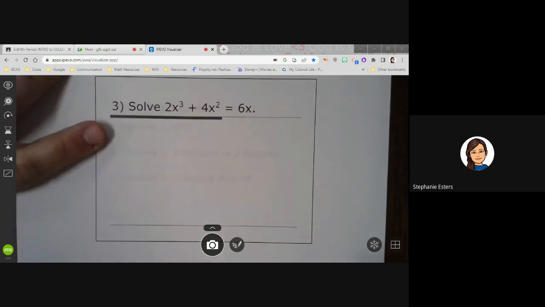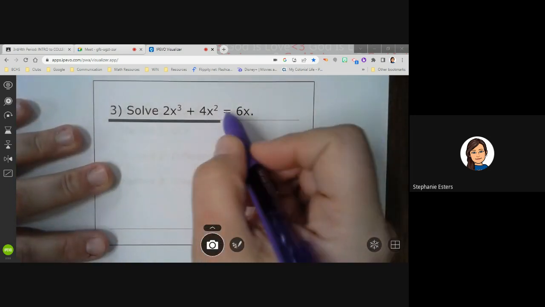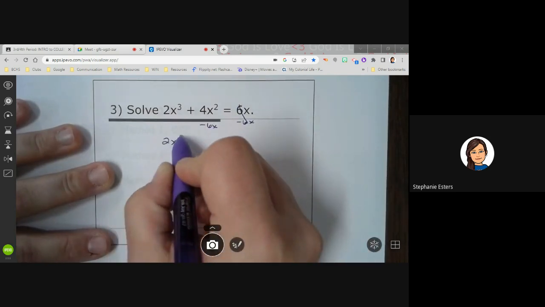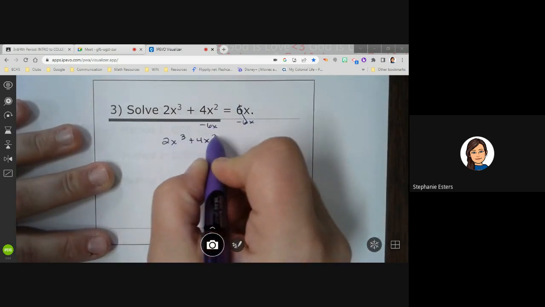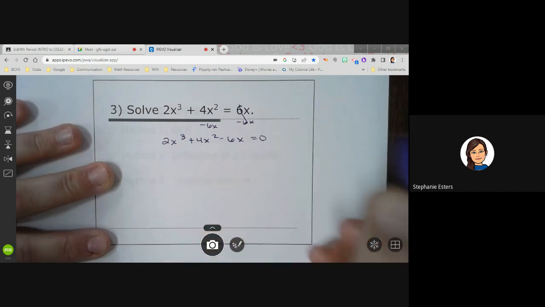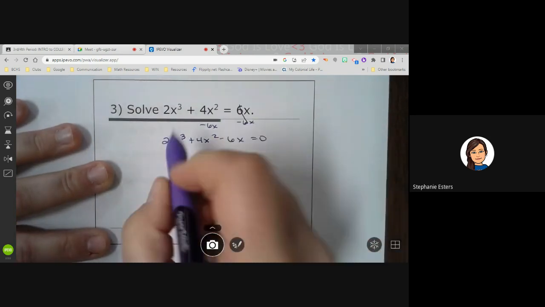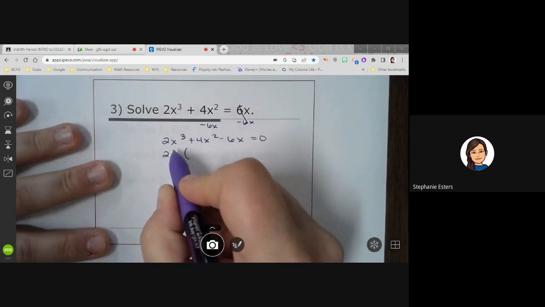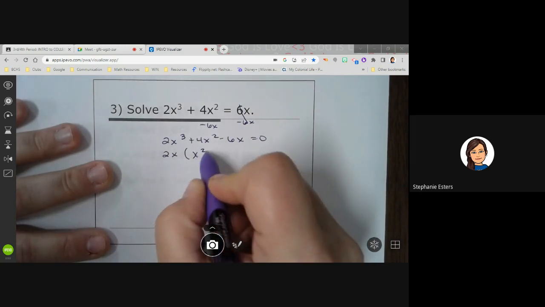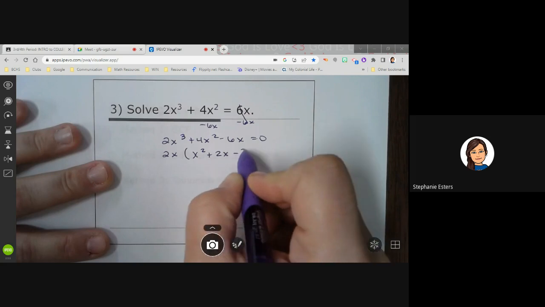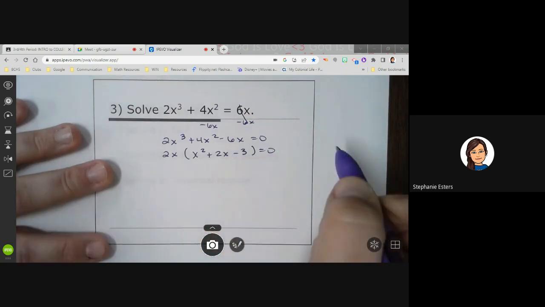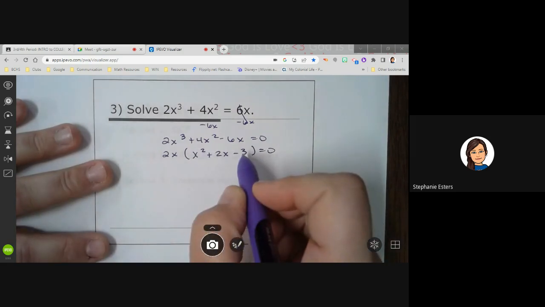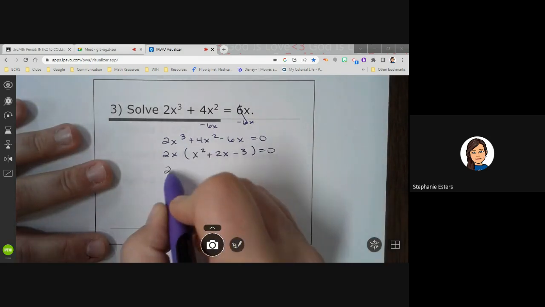Keep it on rolling. So next thing, I want to subtract 6x to move it over, leaving me with 2x cubed plus 4x squared minus 6x equals 0. I have a GCF here of 2x. When I factor out that GCF of 2x, that's x squared plus 2x minus 3. But what's left in parentheses, I can factor again by trinomial method.